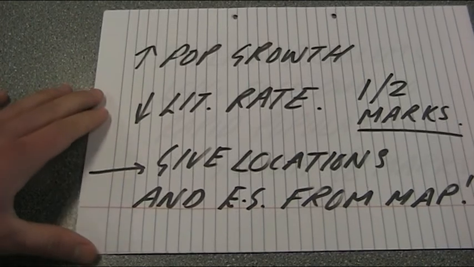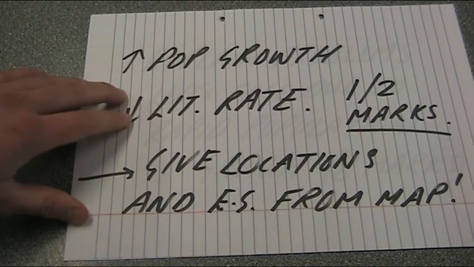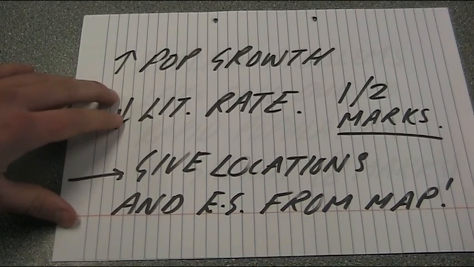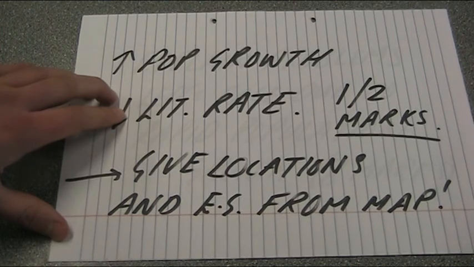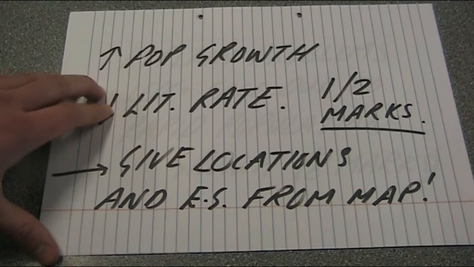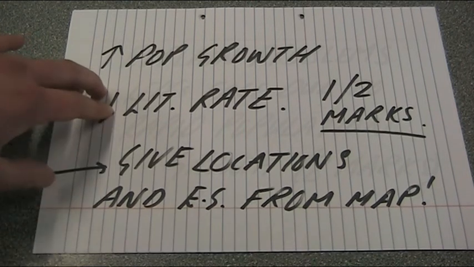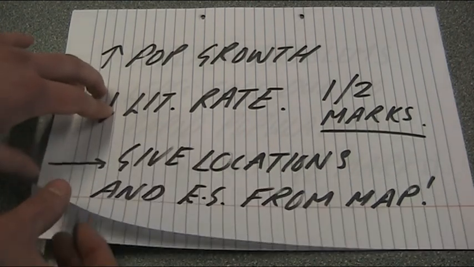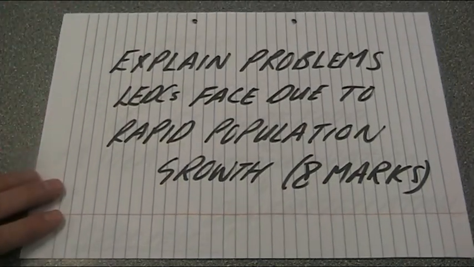Now, when you were marked for this, if you said that population growth rate is high, literacy rate is also high, then you can only pick up one or two marks. If you started to give proper locations and use the maps and said, for example, in China there is a high proportion of population growth and there is also a high proportion of people that can't read and write, whereas in most of Western Europe most people can read and write and there is a low population growth. So you need to make sure that you're aware of these.